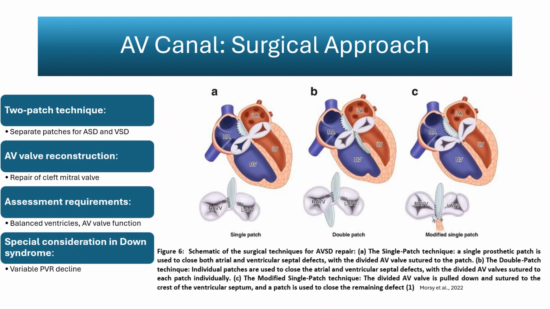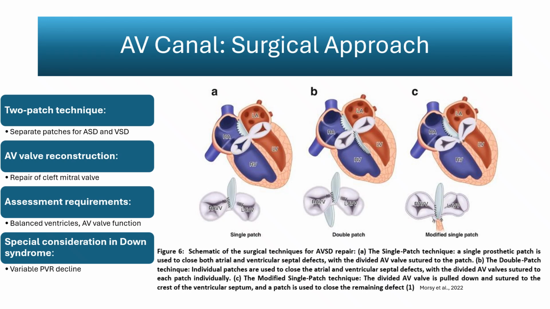Definitive repair of atrioventricular canal defects requires closure of the septal defects and reconstruction of the atrioventricular valve. The standard operation is the two-patch technique, in which one patch closes the primum atrial septal defect and a second patch closes the inlet ventricular septal defect. This restores normal septation between the atria and ventricles.